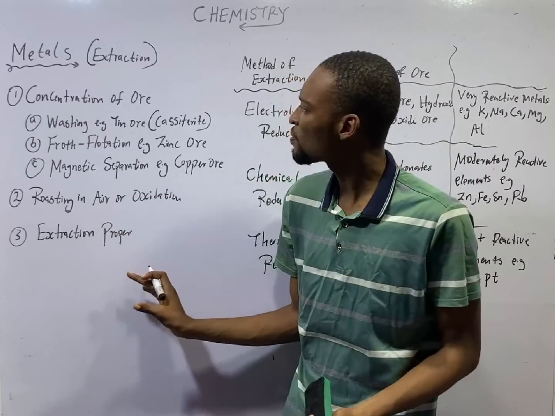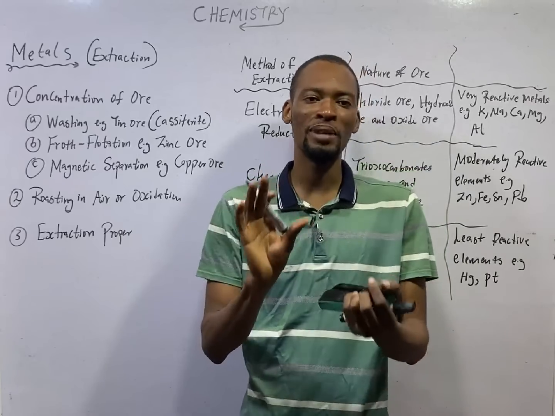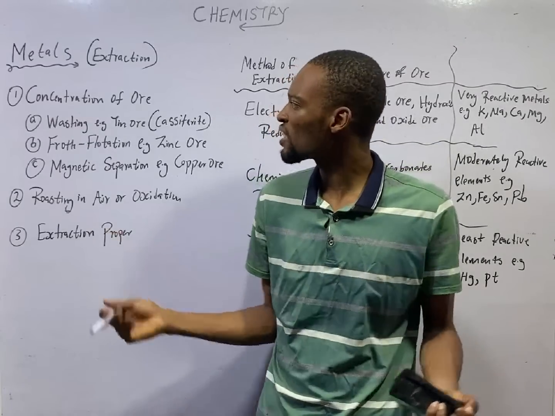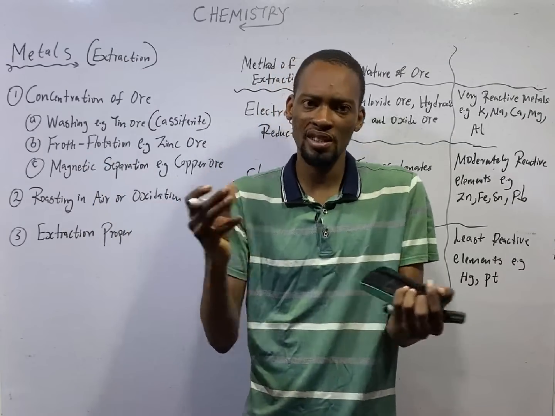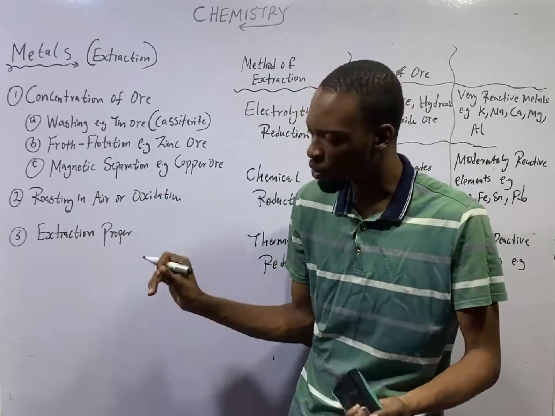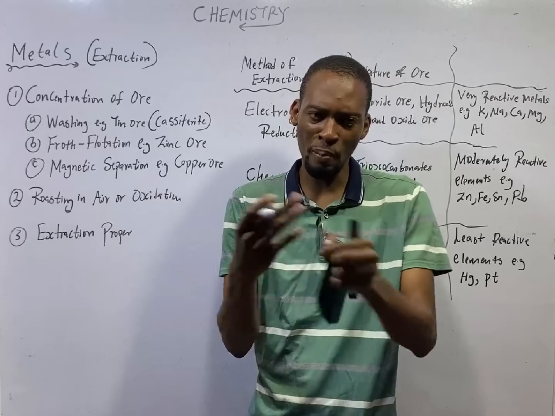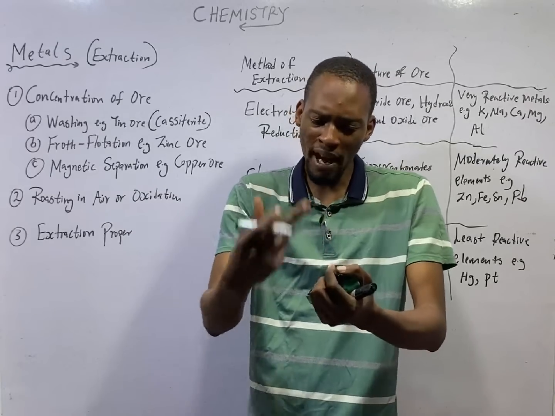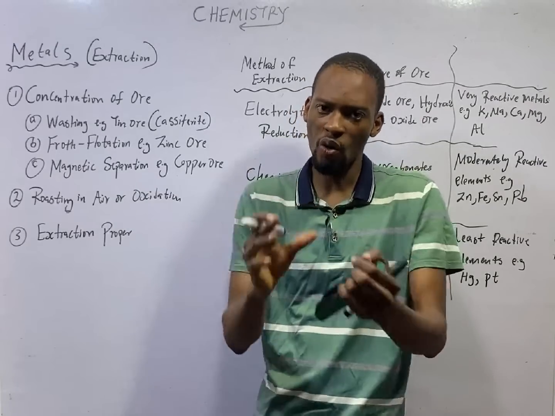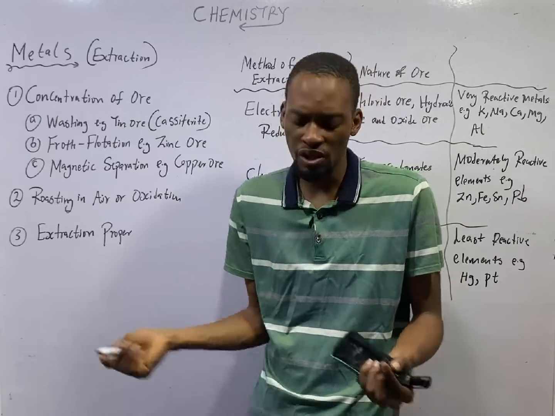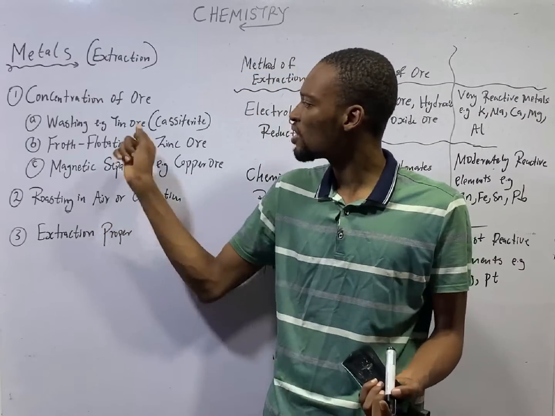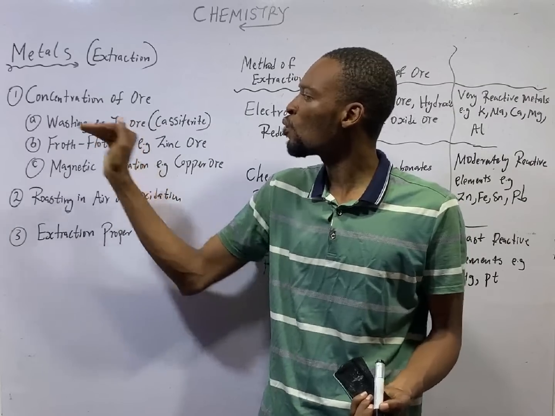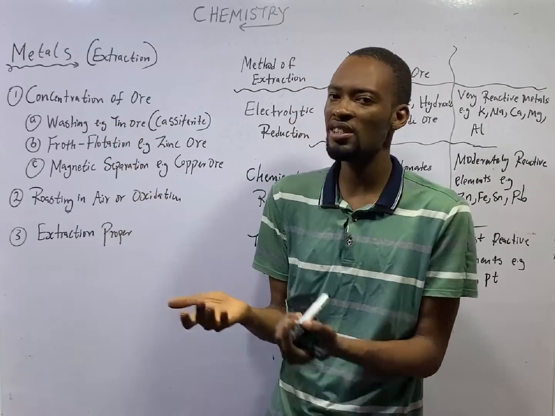There are three principles of extraction of metals. The first one is concentration of the ore. You need to concentrate the ore. Anytime you hear ore, take it to be metal combined with other elements. So we concentrate the ore, the combination. How do we concentrate ore? We can do that by washing. For example, in tin ore, when you wash the ore, you are concentrating the ore.